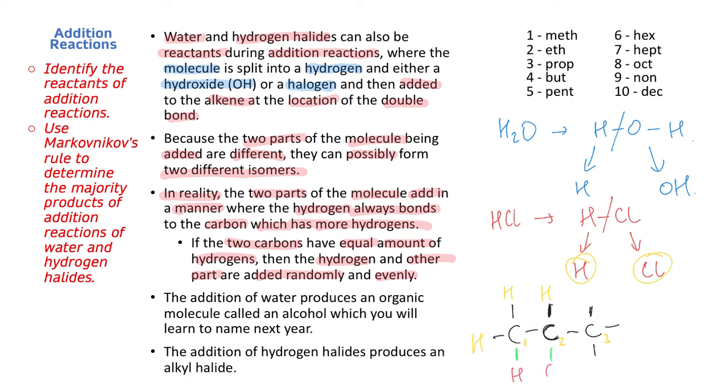The addition of water produces an organic molecule called an alcohol, which you will learn to name next year, but you just have an idea that the hydrogen and the hydroxide get added to it. The addition of a hydrogen halide produces an alkyl halide, which is what you've got over here, an alkyl halide, the chloropropane. So that's fairly straightforward.